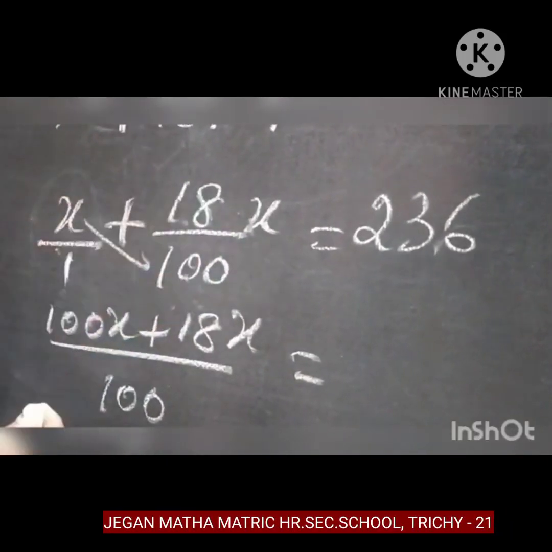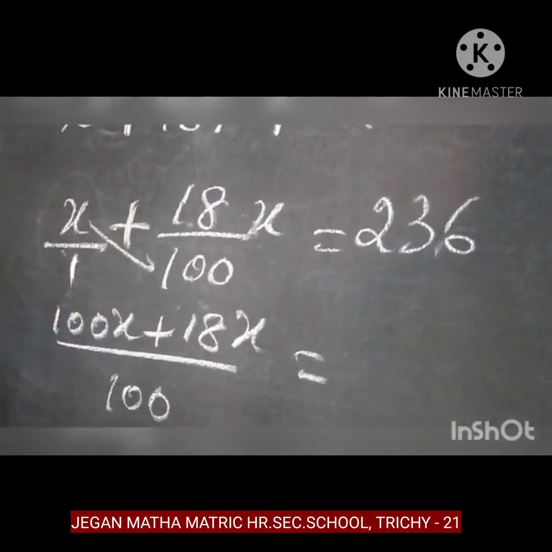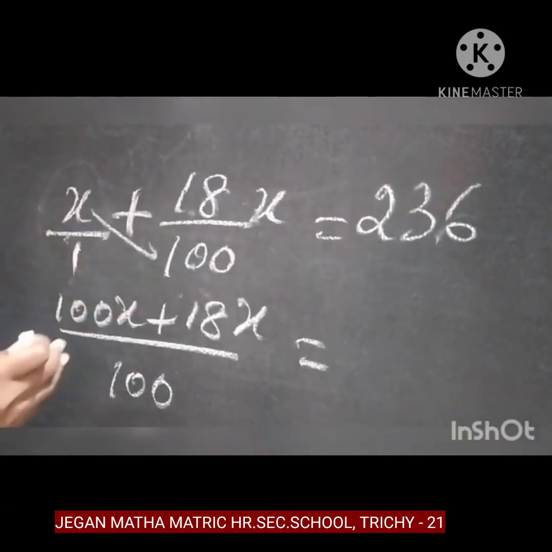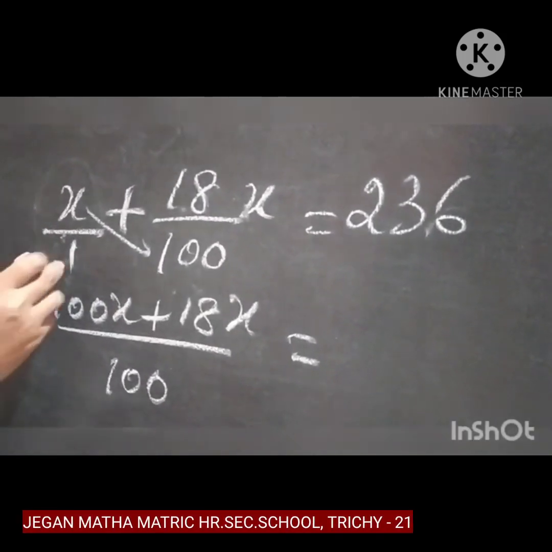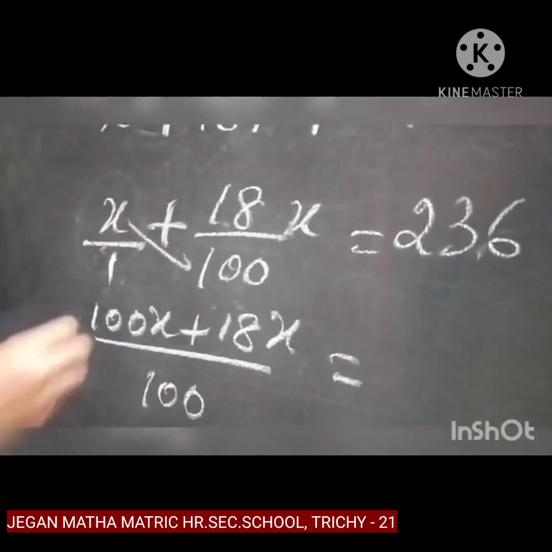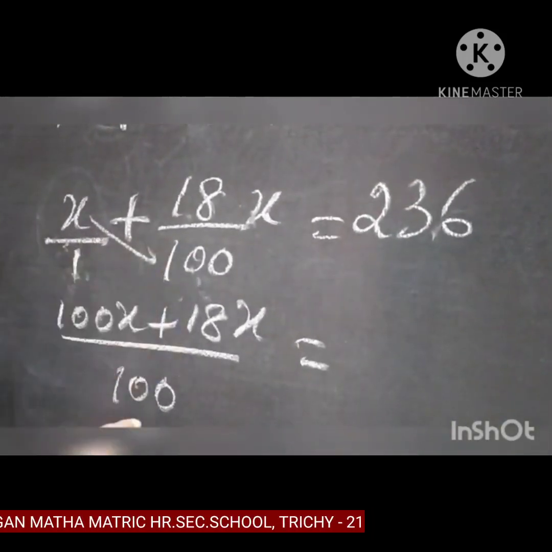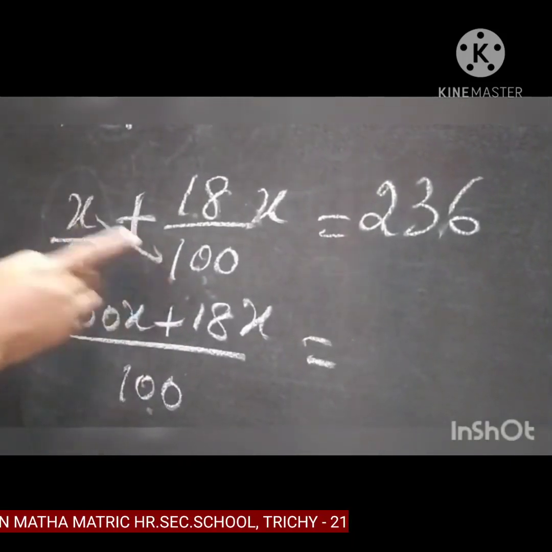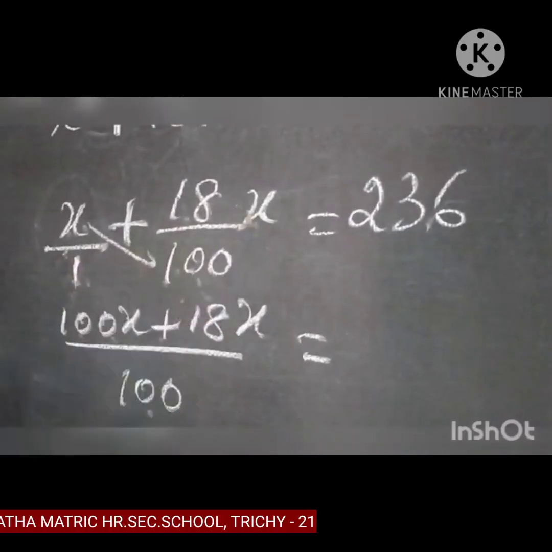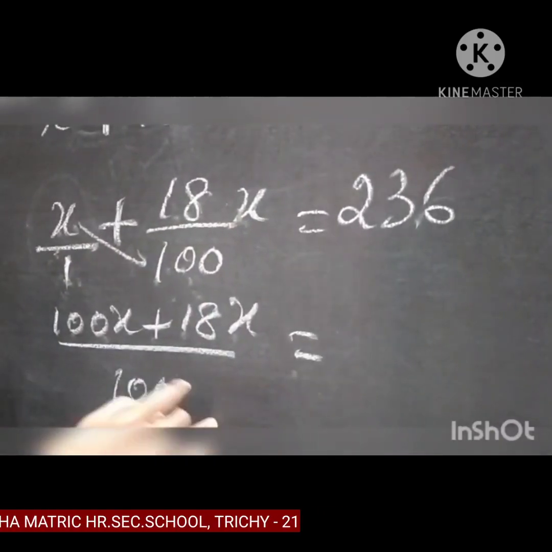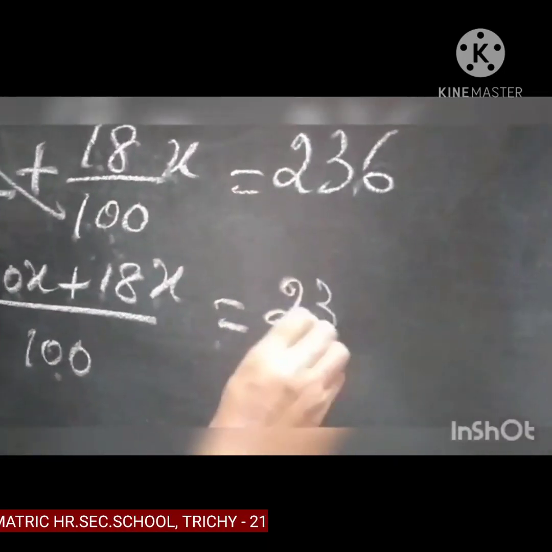Now x plus 18 by 100 x is given. Here you want to simplify this, two terms separately, with the plus sign in between. So you can take the LCM of these two terms. Here not having any number in the denominator means you put the value 1. The LCM of 1 and 100 is 100 only. So the first term, cross multiply x into 100, 100x, plus 18x is already there. So 100x plus 18x divided by 100 equal to 236.